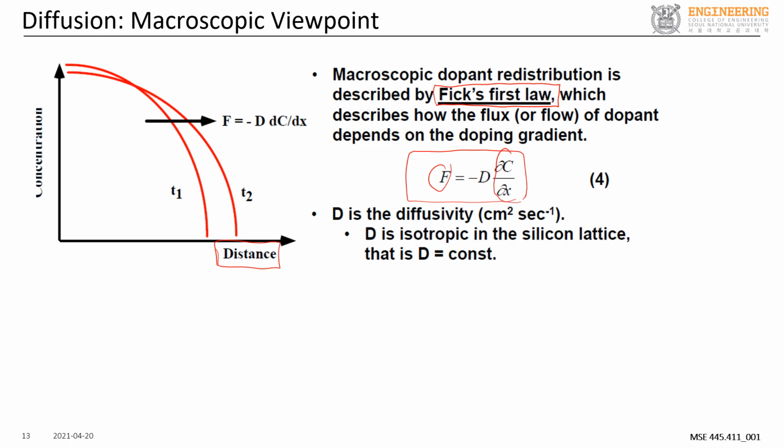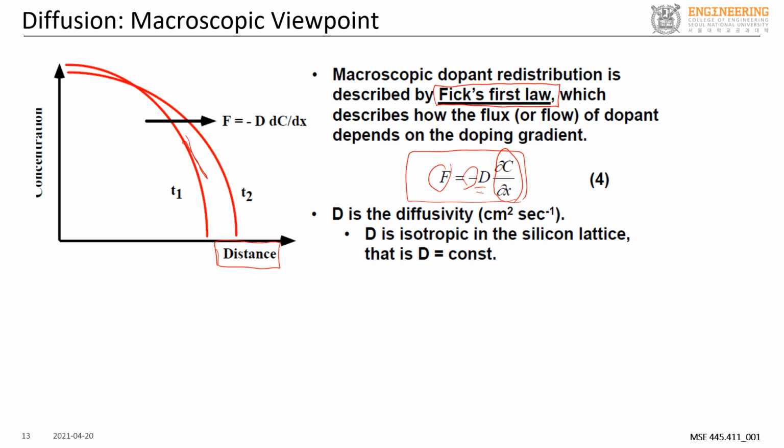It is proportional to the slope of this concentration gradient, multiplied by the diffusivity, which is the material parameter. It's a pretty simple equation, and you need a minus sign here because if the concentration is high, you lose those atoms from the region with high concentrations. You need to put the minus sign.